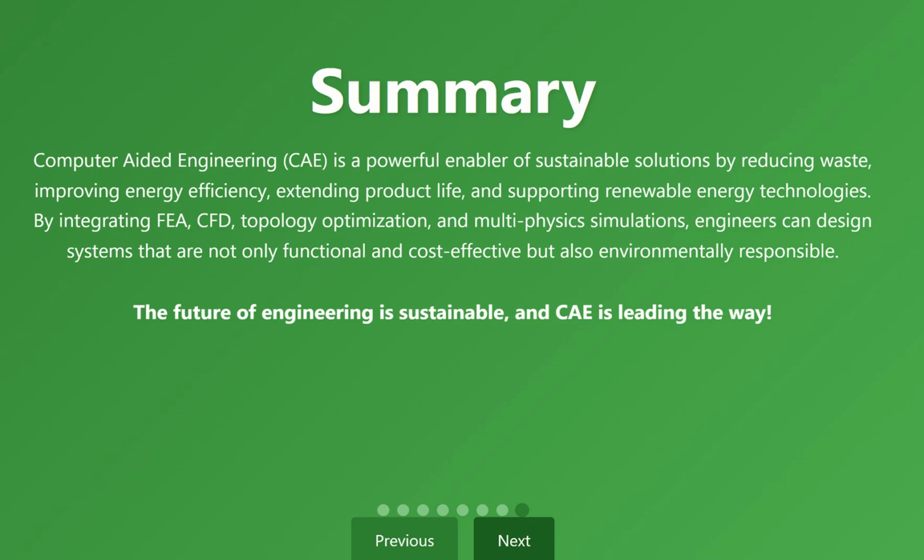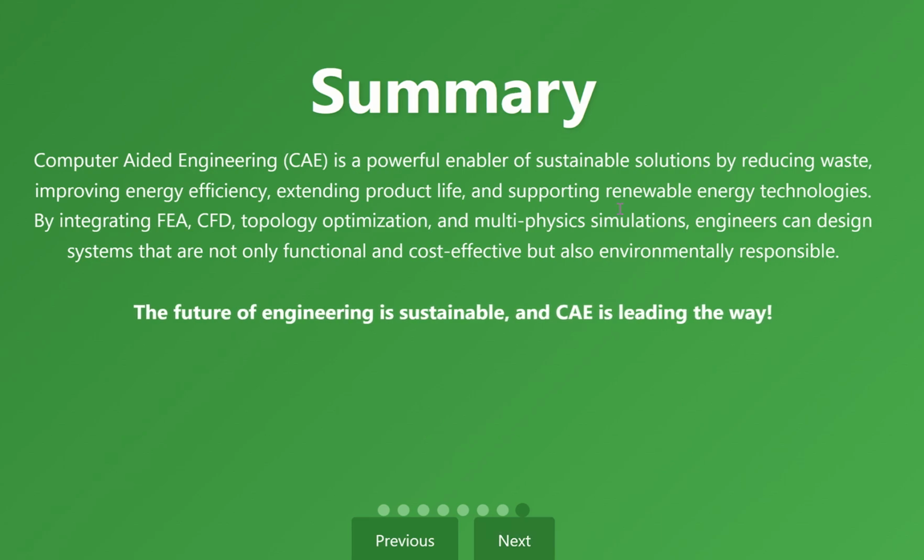Simply because it will reduce the wastage of material, it will improve the energy efficiency, it will extend the product life cycle, and it will support renewable energy technologies by integrating them into some of the tools that are coming up, like finite element analysis or finite element method, computational fluid dynamics, topology optimization, and multi-physics simulations.